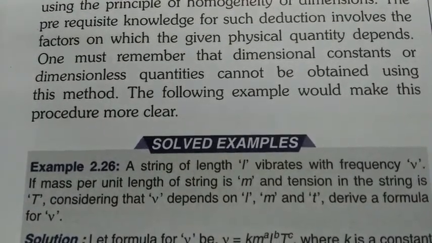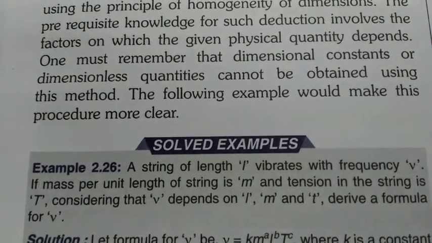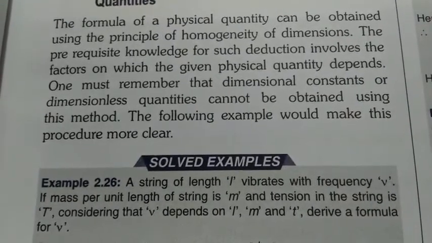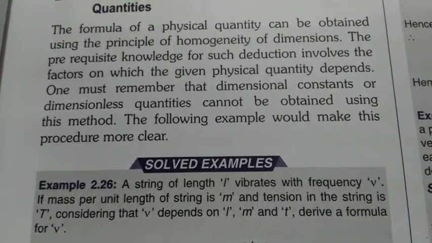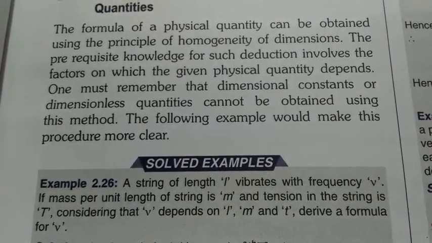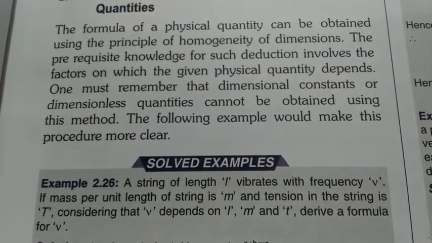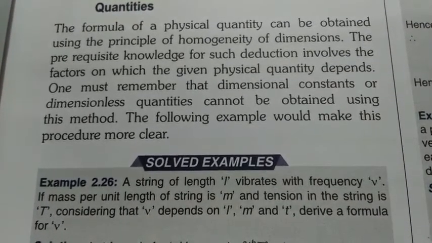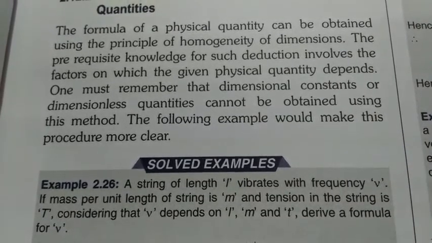Considering that nu depends on L, M and T, derive a formula for nu. So here we have given one string which is vibrating with a frequency nu, and that frequency depends on length, mass per unit length, and tension in the string. Here L denotes length, M denotes mass per unit length.